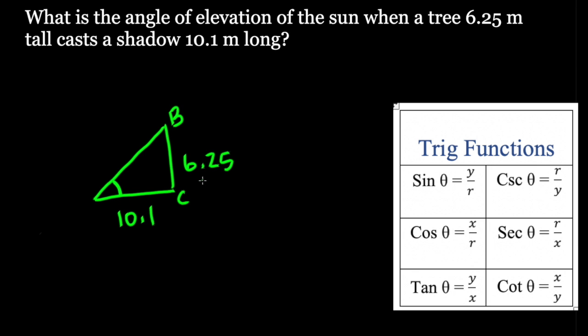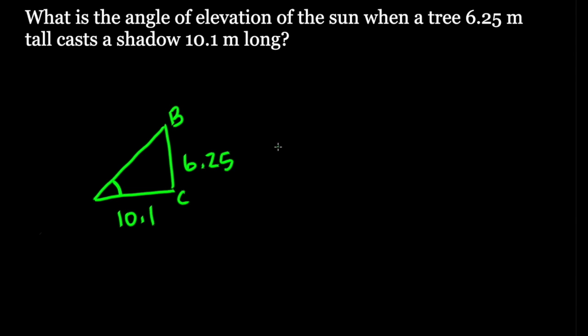Now let's find an appropriate trig function to use based off the information that we have. Remember, we know the lengths of A and B, or better known as x and y. The best trig function to use is tangent, which is y over x. So the tangent of the angle we are trying to find, which is our unknown angle, is going to be 6.25 over 10.1.